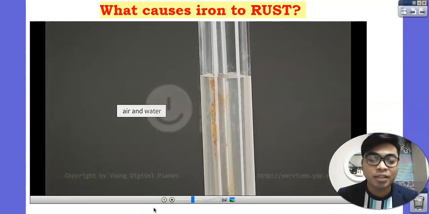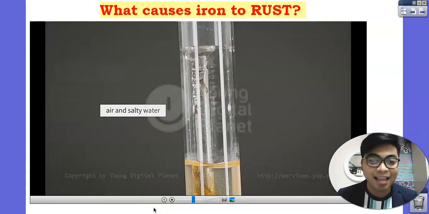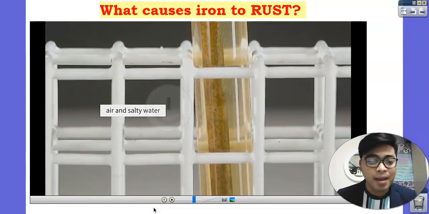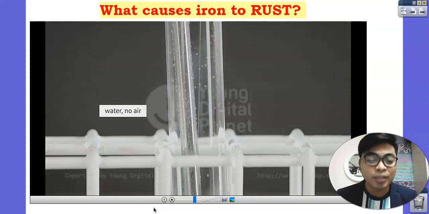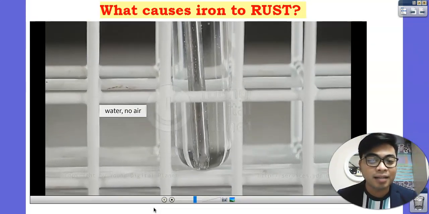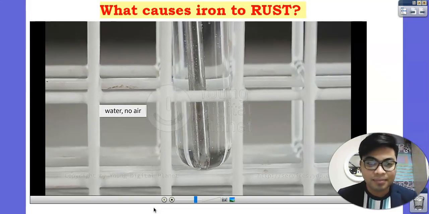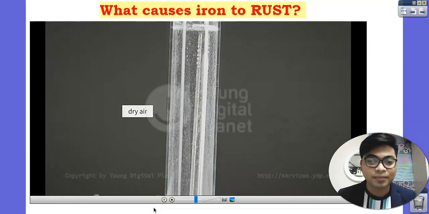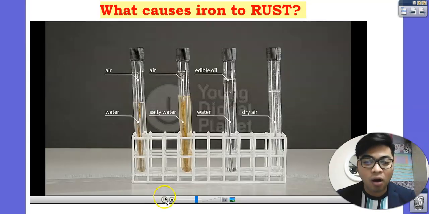This one is test tube number 1. Look at what is formed. Did we form rust? Exactly, we form rust. On test tube number 2, look and compare the rust. This one is test tube number 3. Is there any rust? There's actually no rust. And look at test tube number 4. There is no rust at all.